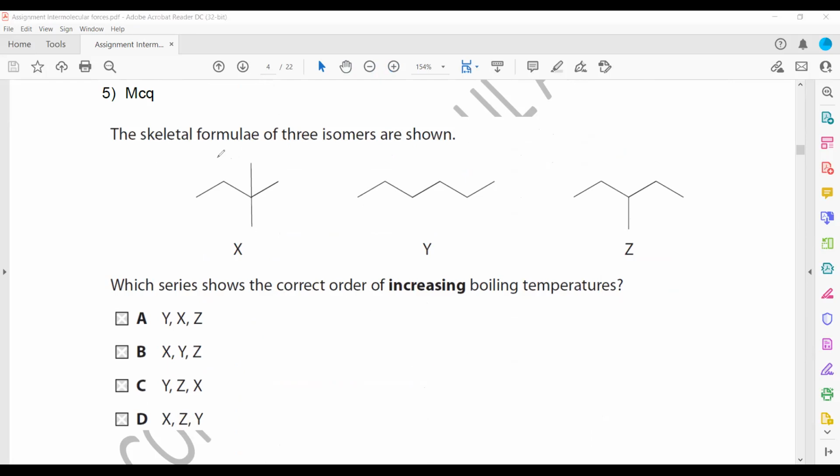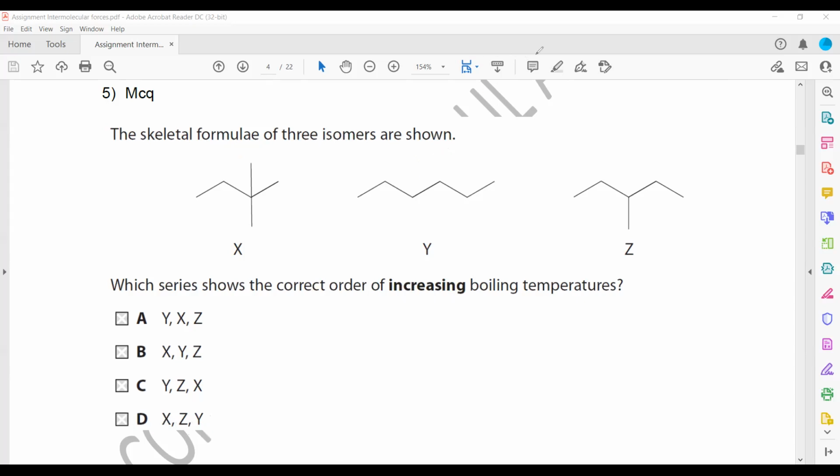This one has two branches, so this will have the lowest. This has one branch. This has no branch, so a large surface area. This will be the highest. So that is the increasing boiling point. Y will have the highest boiling point and X will have the lowest. That's why D is the right answer.